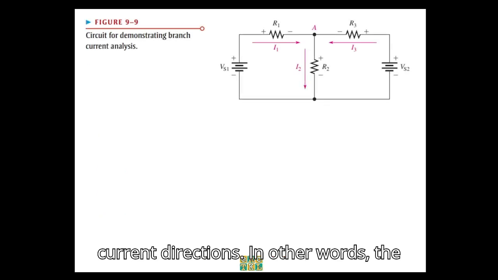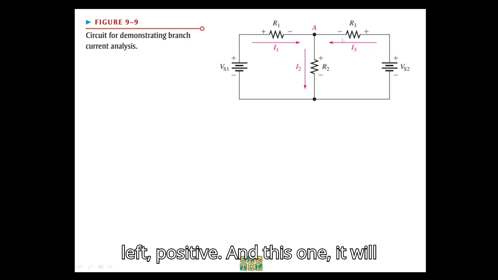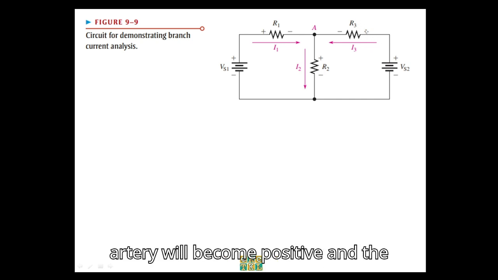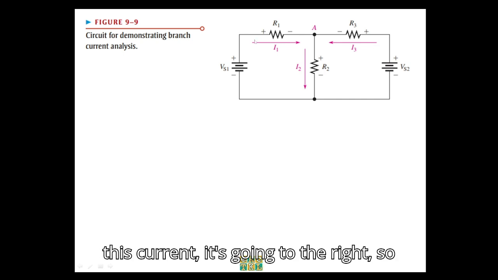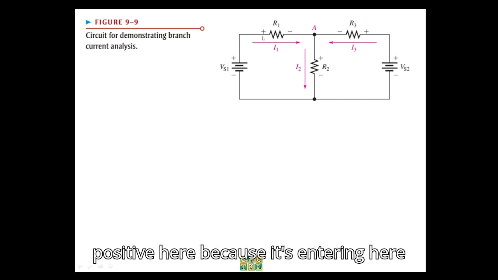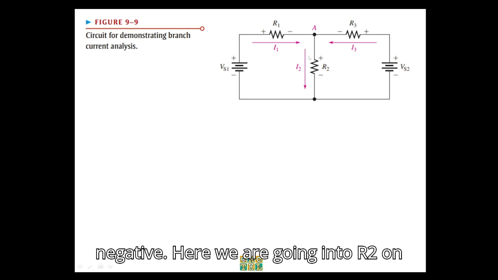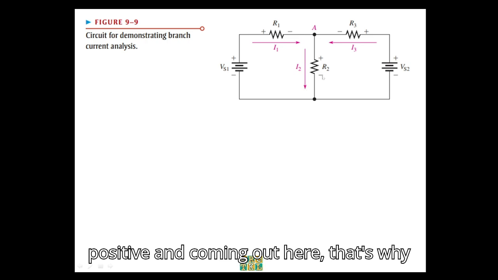In other words, the direction of the current here is going to the right, therefore it will go in on the left, positive, and this one, it will go in on the right of R3, so R3 will become positive, and the coming out will be negative here. Like this current, it's going to the right, so positive here, because it's entering here, and this will be assumed to be negative. Here, we are going into R2 on this side, therefore this will be positive, and coming out here, that's why this becomes negative.